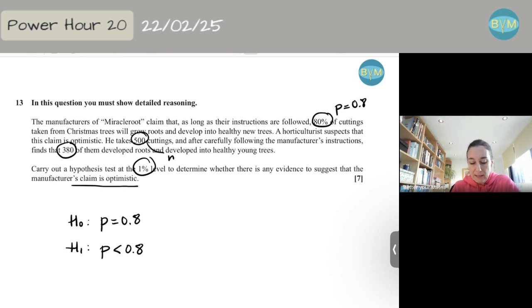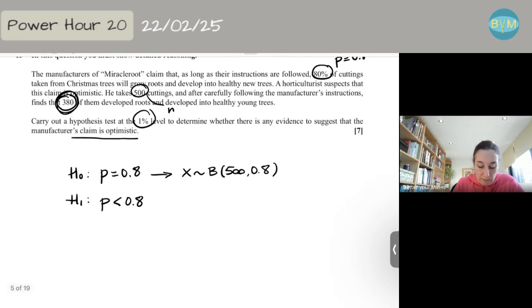If it's optimistic, the probability will be less than that. Yeah, exactly, smaller than. So we are going to assume that this is true. So we have a binomial 500 because we are checking 500 cuts, and the probability should be 0.8. It's a one-tailed test, and remember, I have two ways of doing it: with the critical region, or just checking the probability of the observed value, which is this one.